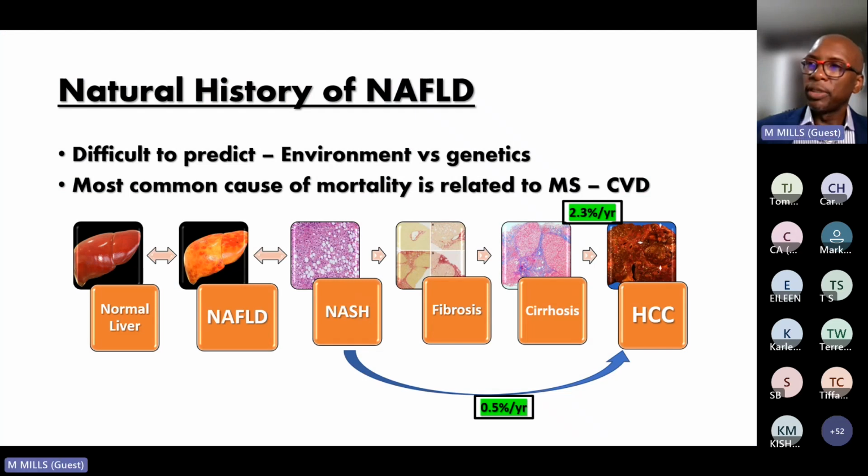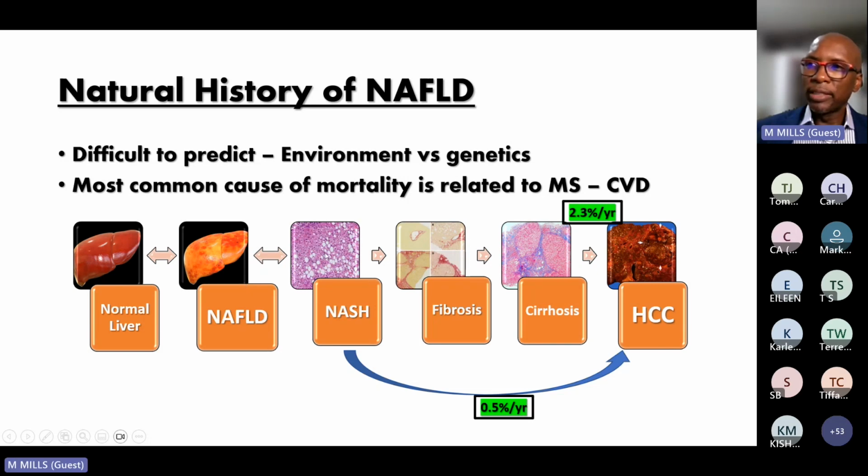So what is the natural history? In other words, what happens when we just follow a patient who has fat in the liver to completion without doing anything at all? Well, it's difficult to predict what's going to happen. So the normal liver, as represented here on the extreme on the left, if you have fat in the liver, which is non-alcoholic fatty liver disease, in this population, which is most people, you may not see any effect on the blood test or any effect on the liver in terms of damage.